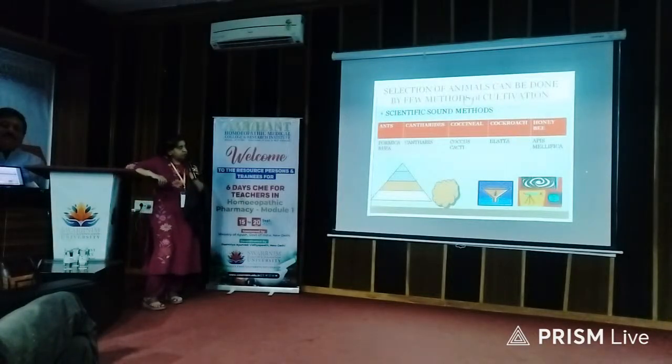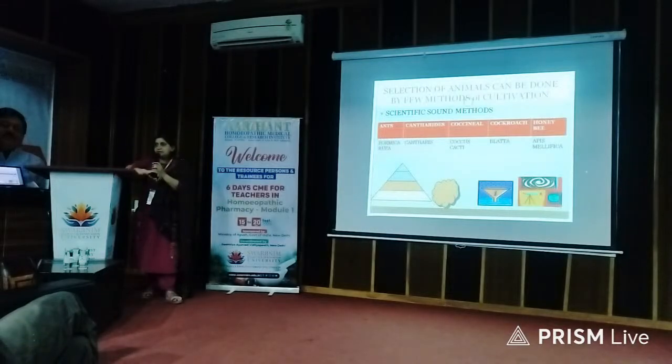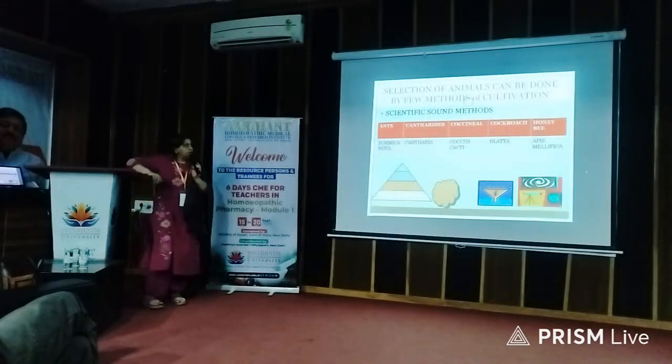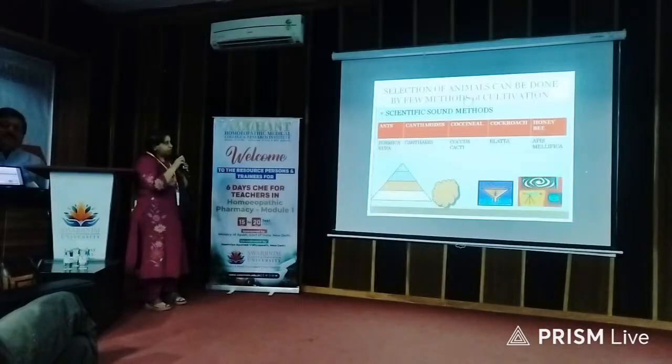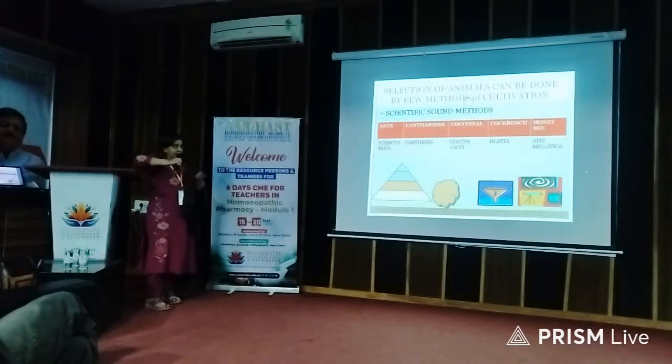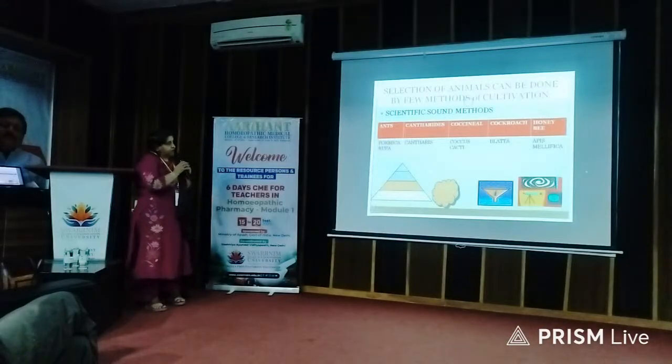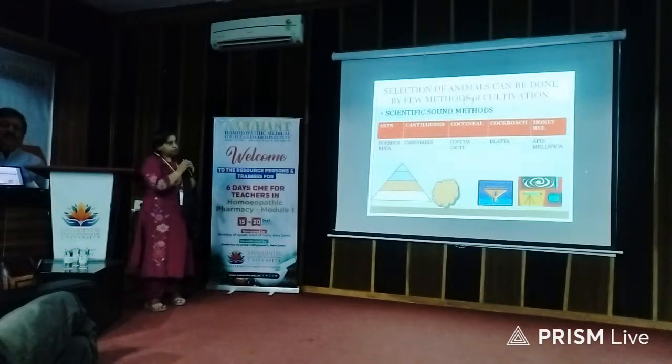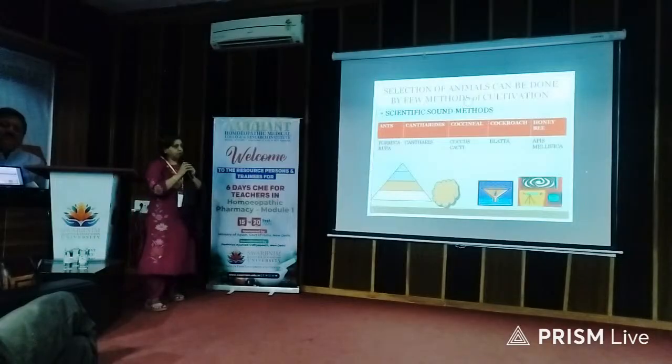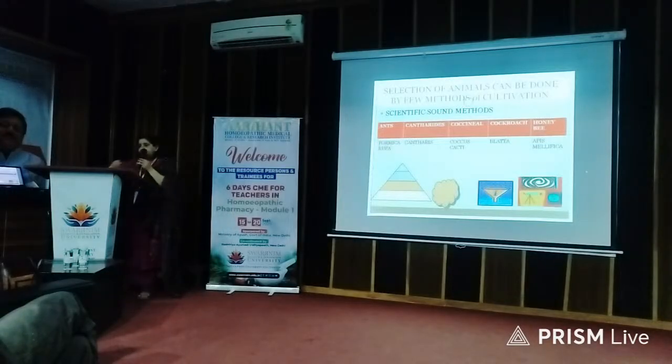Now, there are other scientifically sound methods which are very famous for insects, how to procure the insects. There are ants from which we make red crushed ants, Formica rufa. From cantharides, we have Cantharis medicine. From cochineal, we have Coccus cacti. From cockroach, we have Blatta. And from honeybee, we have Apis mellifica.